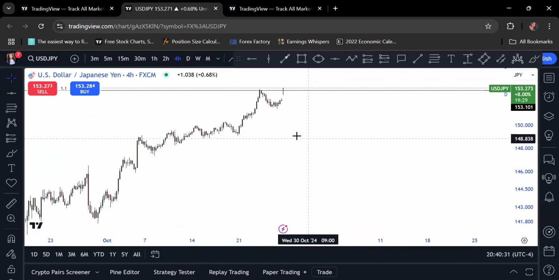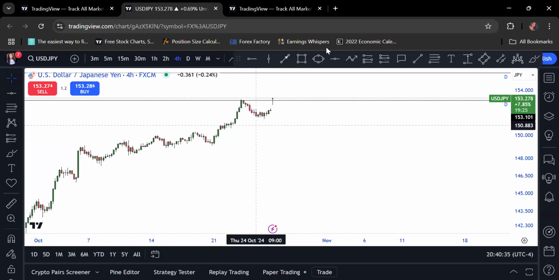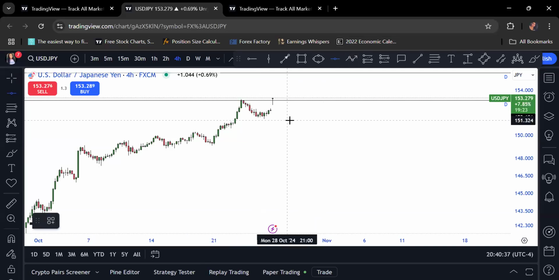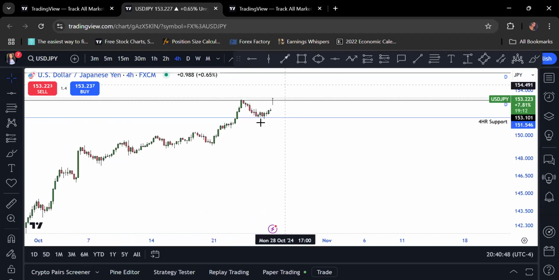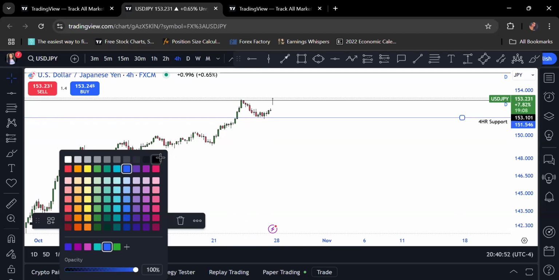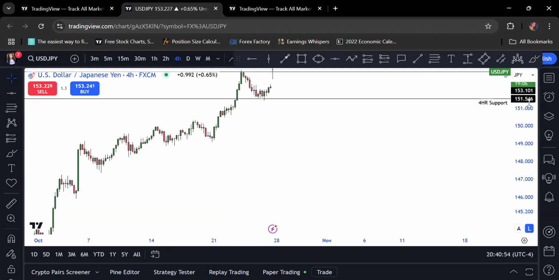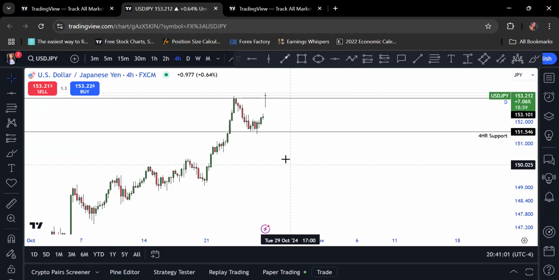How many touches do you look for? And we do have a 4 hour support right here. So I'm gonna go ahead and I'm gonna notate that. Let me go ahead and put right here, 4 hour support. Let me make this blue or black. Okay. And I pretty much have these wicks lined up with these ones right here. Okay, I have that right there.